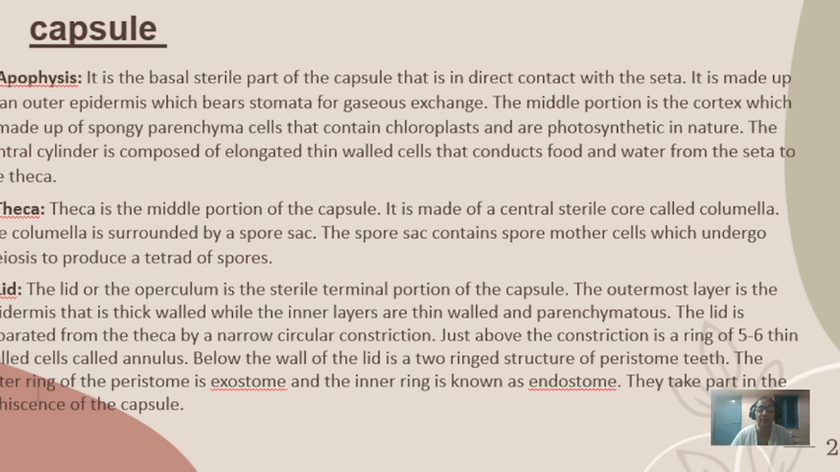So this lid is separated from the theca by a narrow circular constriction. Just above the constriction are 5 to 6 thin-walled cells called the annulus. Below the walls of the lid are two ring structures, the peristome teeth. The outer ring of the peristome teeth is the exostome and the inner ring is known as the endostome, which takes place in the dehiscence of the capsule.